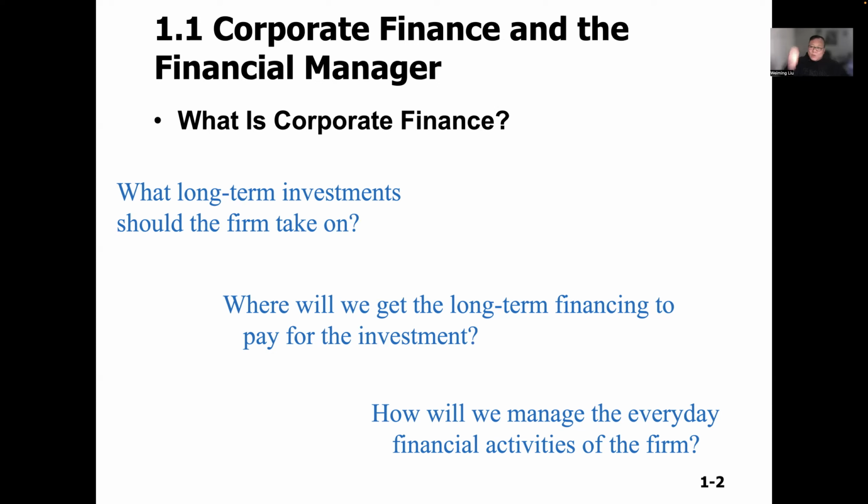So these are the three main questions. The first one is, what long-term investment should the firm consider? Second, once they identify the long-term investment, where does the money come from? And the last one is about the day-to-day operation. Do you have enough financial resources on hand to make sure the company operates well?